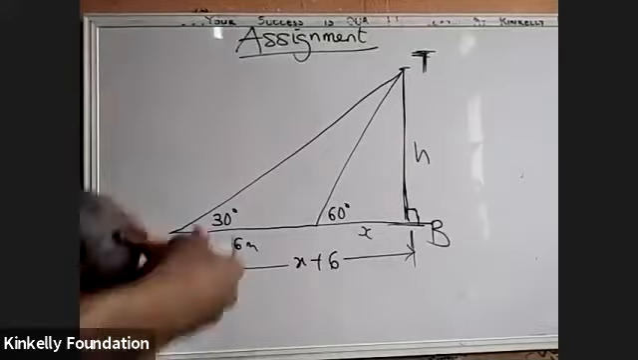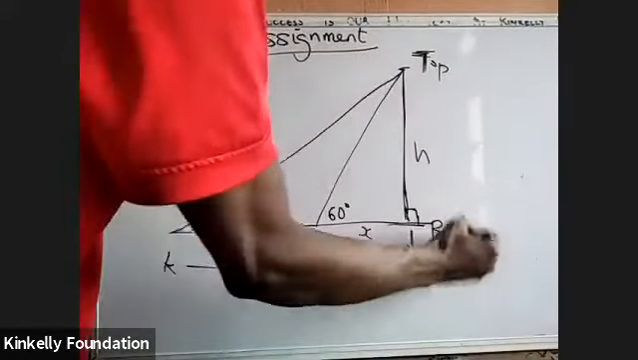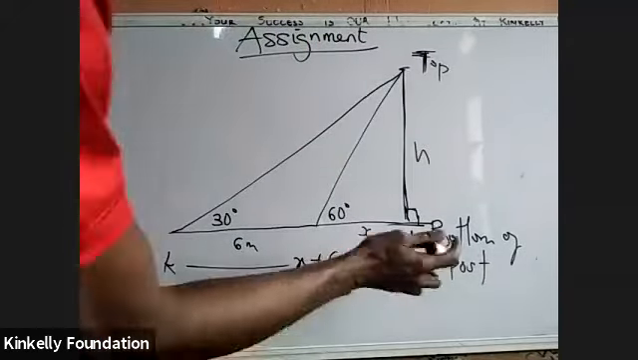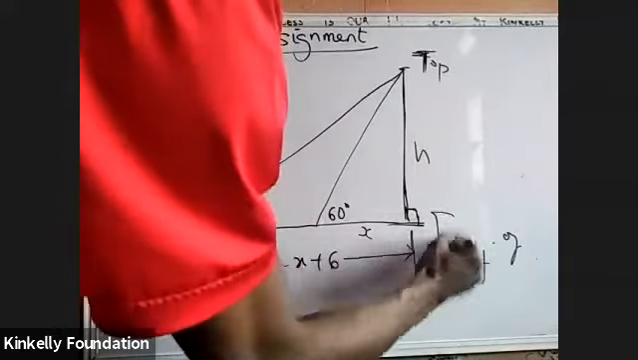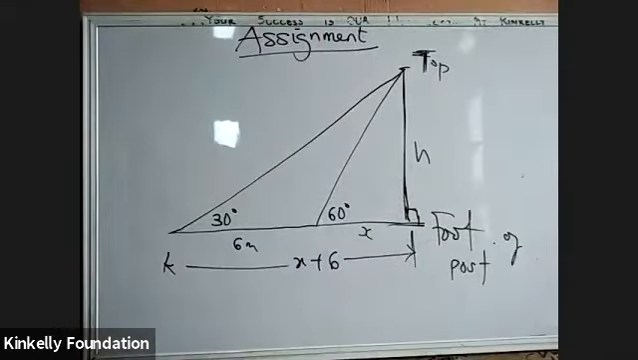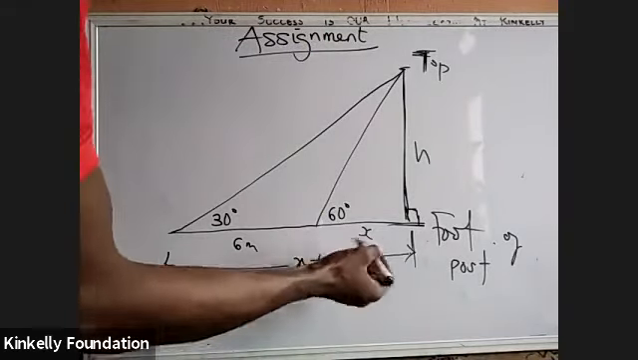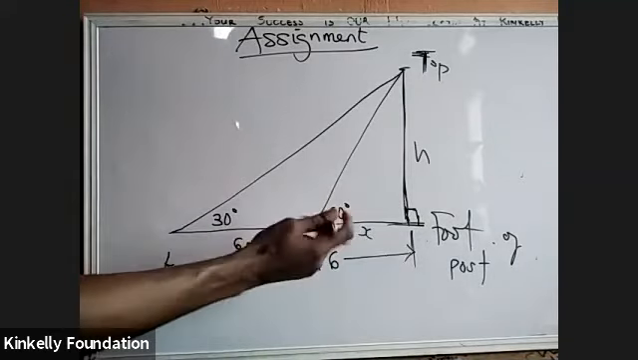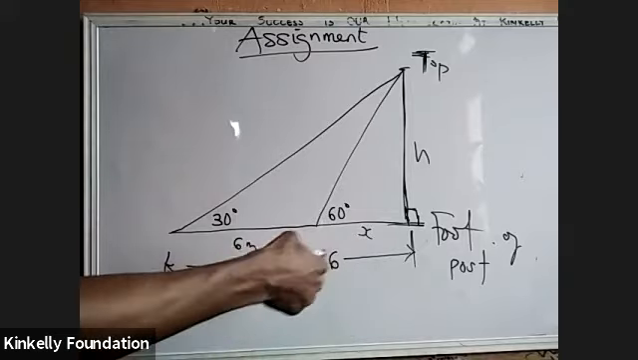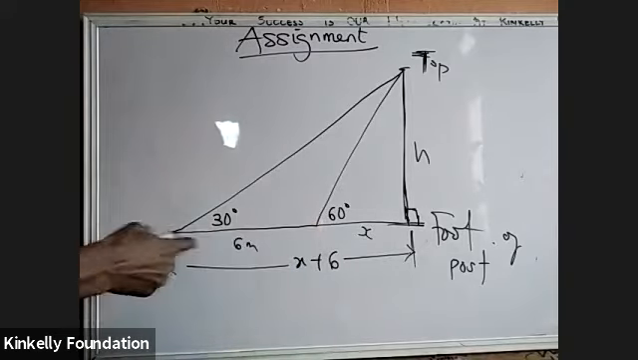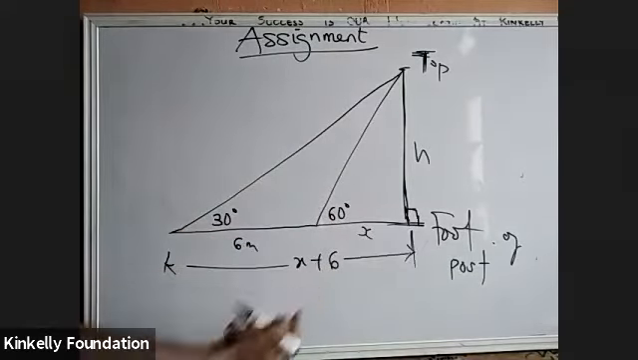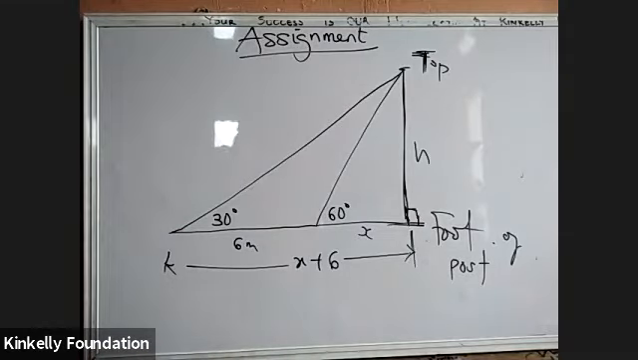Since this is the top, the bottom of the post is the foot of the post. Now, remember that X is the shadow of the sun when the elevation is 60 degrees. And the extra 6 meters is added, which means from this point to this point, it's 6 meters that is added to X to give us the length from here to here, X plus 6. So they say we should find the height of that post.